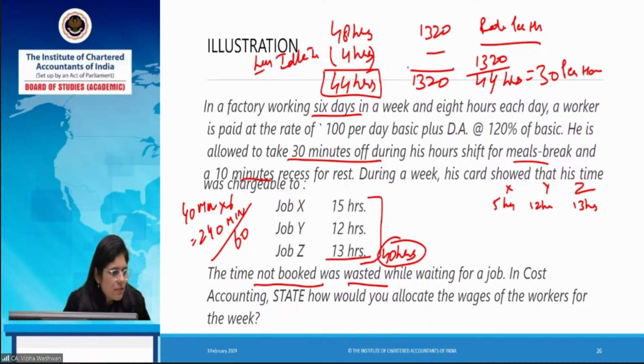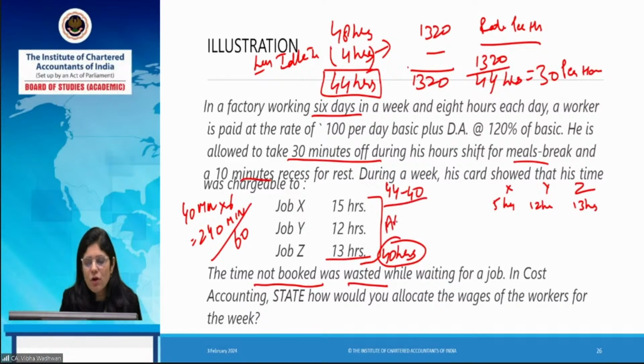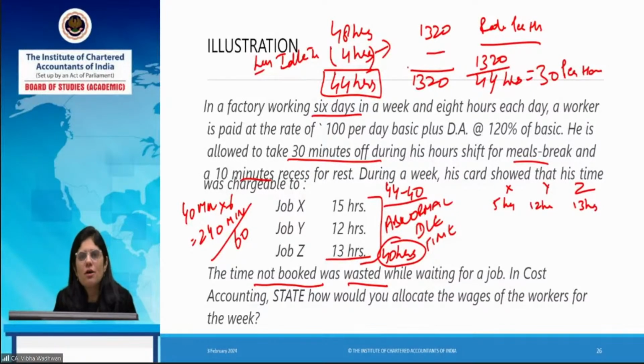All right, understood. Good. I'm asking what it is, yes, time wasted. So we know that the time is wasted, but what do we call this waste of time? See, this waste of time is normal. But this waste of time, 44 minus 40, is abnormal idle time. So this 4 hours extra he has wasted is called abnormal idle time and it will not be part of the cost of the product.